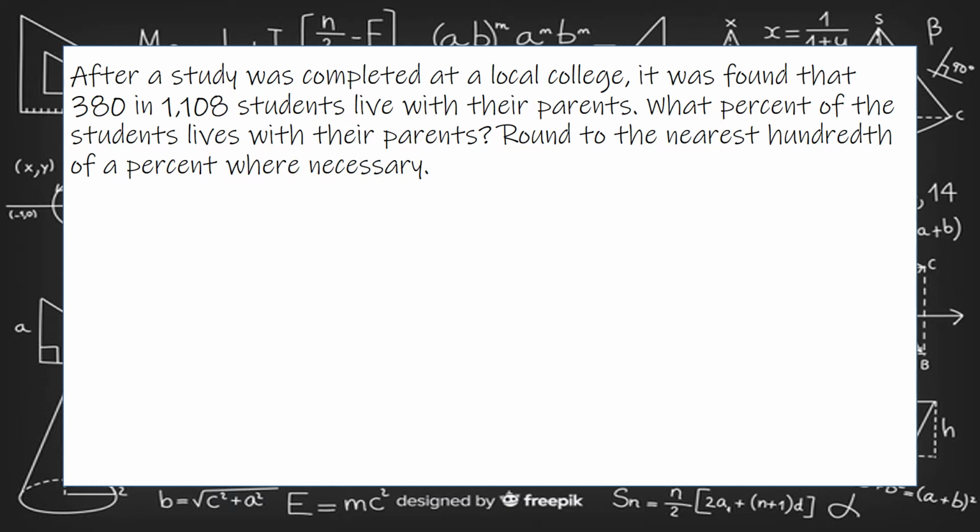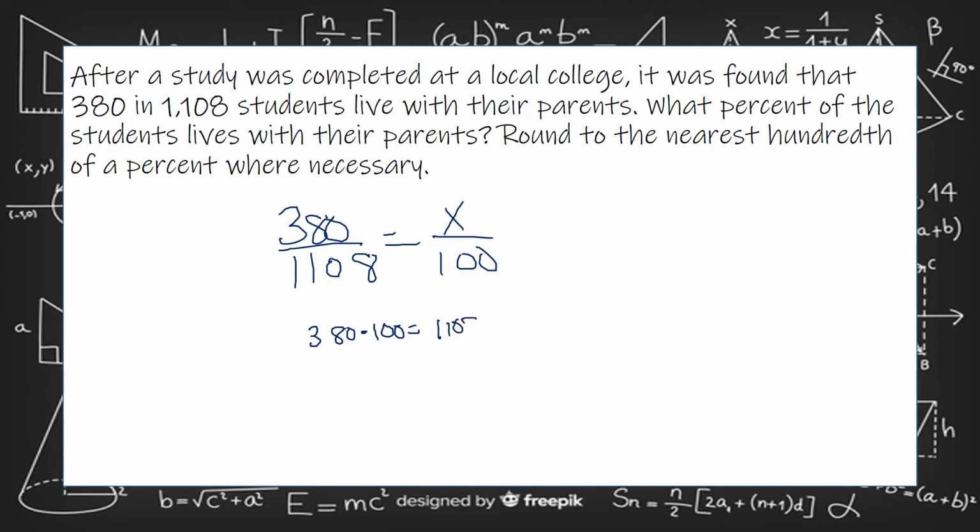After a study was completed at a local college, it was found that 380 in 1,108 students live with their parents. What percent of the students lives with their parents? Round to the nearest hundredth of a percent where necessary. So we're going to do 380 over 1,108 equals what over 100? So we're going to cross multiply: 380 times 100 equals 1,108 times x. Then we're going to get rid of the 1,108 times x by dividing.